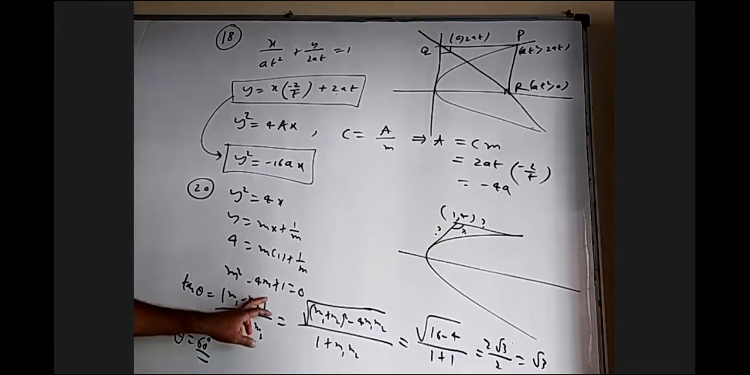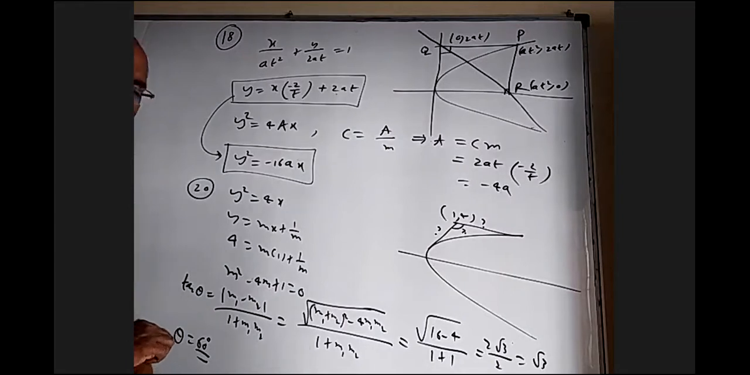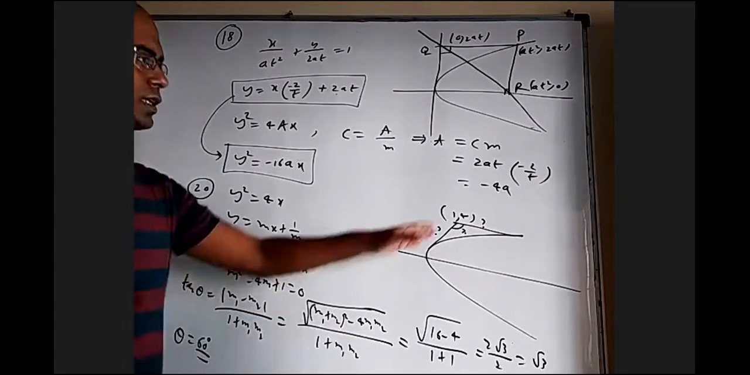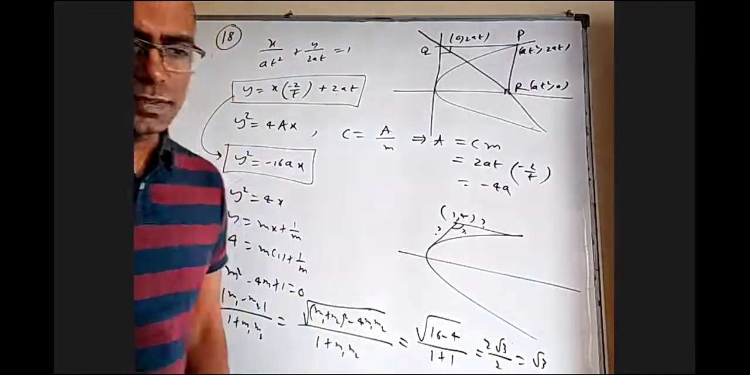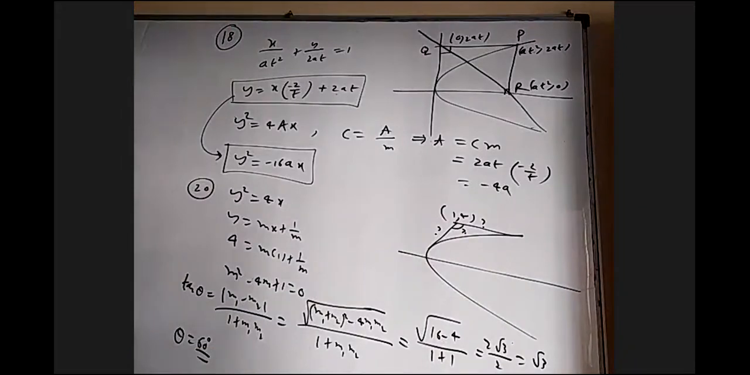In fact, when you find the roots, you'll get 2 plus root 3 and 2 minus root 3. These are tan 75 and tan 15. So this one has slope tan 15 degrees, and this one has slope tan 75. The angle between 15 and 75 is 60. You can also tell like that.